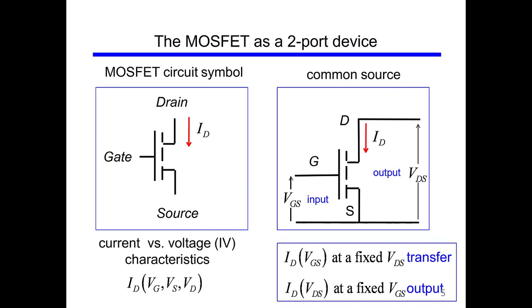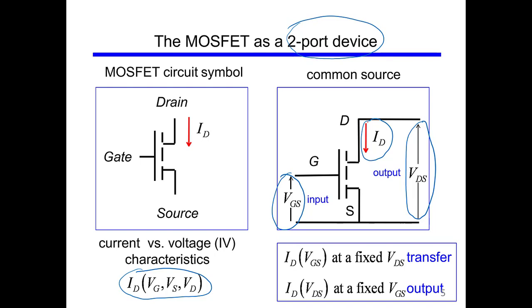You can consider the MOSFET as a two-port device, and the main electrical quantities of interest are these. We are interested in ID and VG, VS, and VD. ID is basically a function of these: ID is a function of VG, VS, and VD. If we look at it from the aspect of a two-port network, we have at the input VGS. This is our input, and at the output we have VDS and this current ID. So this is our input side, this is our output side.